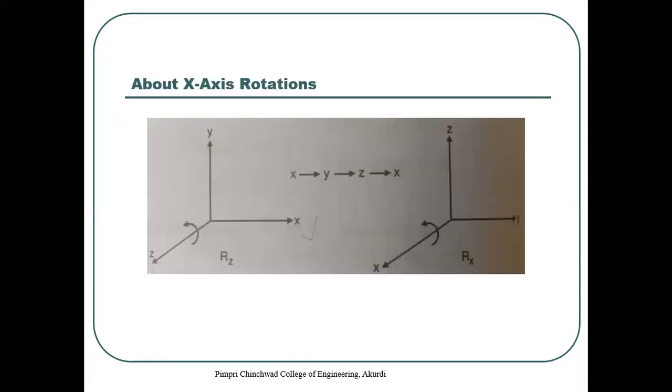So for the rotation about the x-axis, let's consider this is the rotation about the z-axis that we have. Rz represents the rotation about the z-axis. Now we need to perform the cyclic permutation. So what will change here? Z will be represented as x, x will be represented as y, and y will be represented as z.